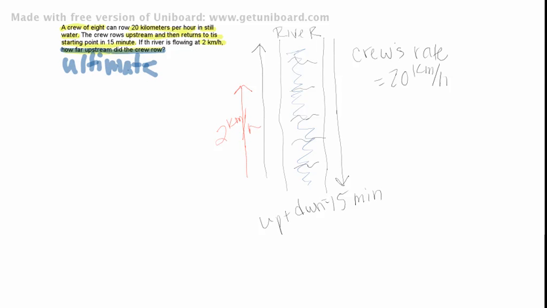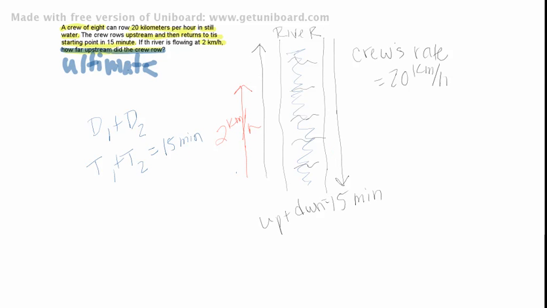Okay, so we have distance 1 plus distance 2. And then we have time 1 plus time 2 equals 15 minutes. So their time up the river plus their time back down the river totaled 15 minutes. So we write that down.